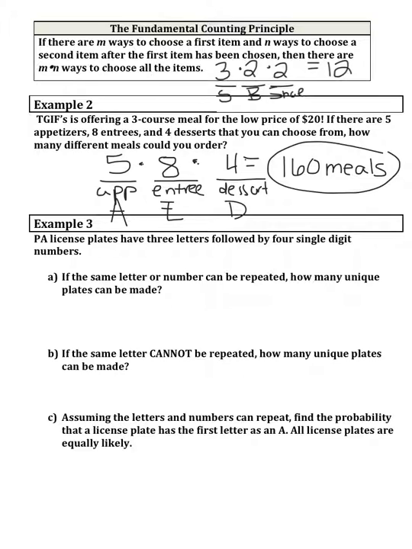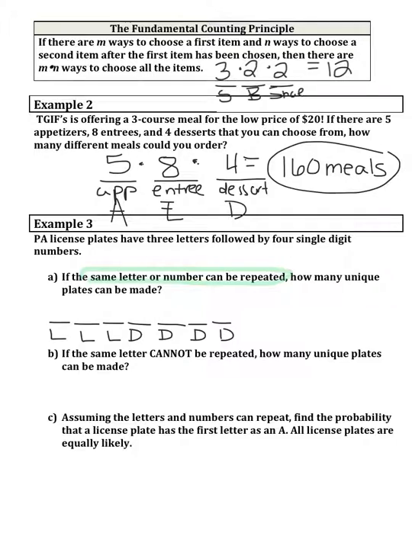Okay, so again, you have to think about how many different decisions you're making. Well, a license plate has 3 letters. So I'm going to label these letter, letter, letter, followed by 4 single-digit numbers. I'm going to use D for digit. You could use the number symbol as well. So I should have 7 slots because there are really 7 different decisions made in your license plate. Now, a key thing here, I don't know if you caught this, it says the same letter or number can be repeated. That's going to make a difference here.